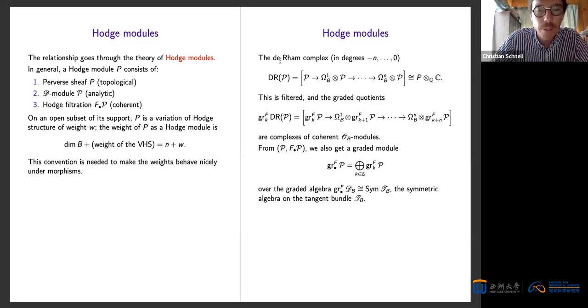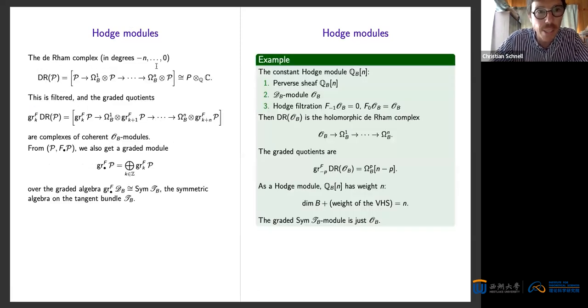In general, there's just this formalism that says that these objects here that I get have certain properties. I usually don't know what they look like, except in very simple cases. So here's the one case where you can say explicitly what all of this is. There's a constant Hodge module denoted Q_B[n].